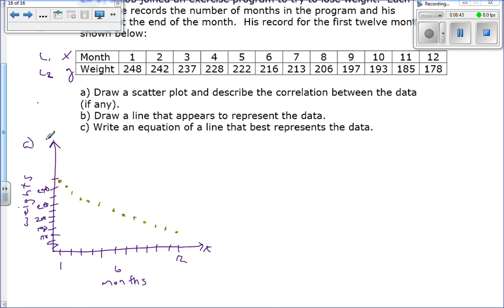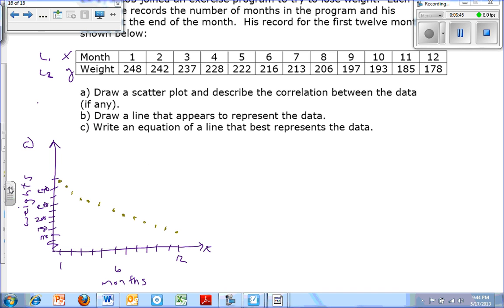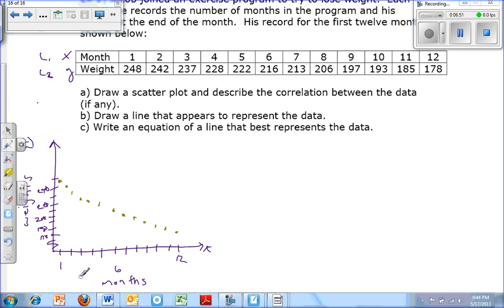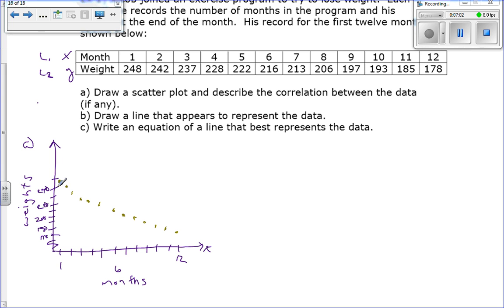B, draw a line that appears to represent the data. Well, let's put our line that we can draw here. The line that represents the data is going to go through as many of the points as you can. And it's a line. Pretend that I'm using the straight edge, and I'm either touching or going through most of the points. So that's part B. Part C says write an equation of a line that best represents the data. This is where the calculator comes into play.